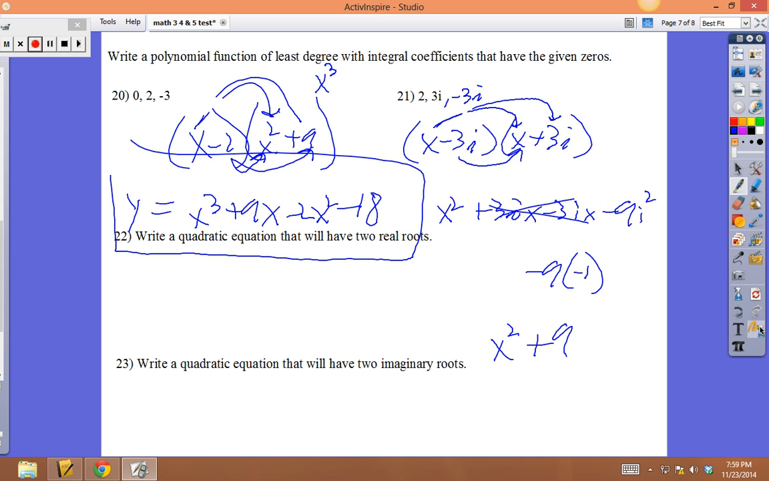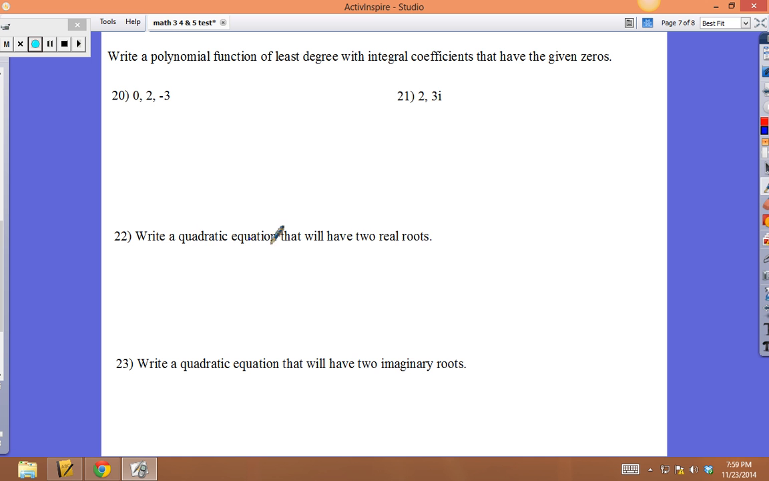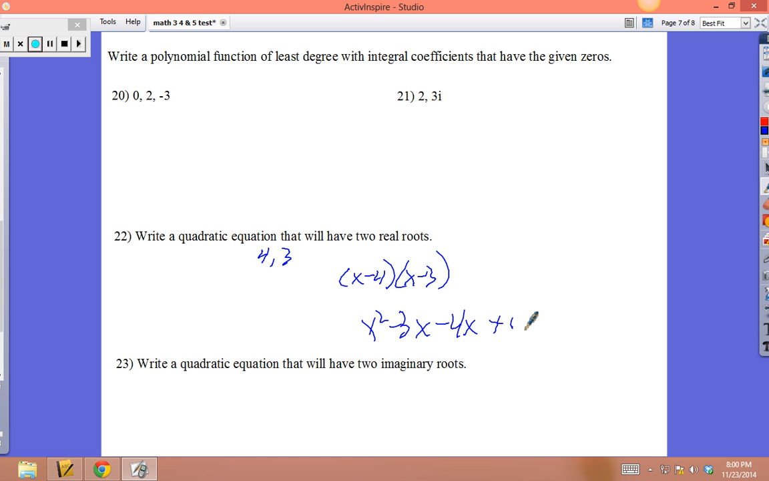Okay, 22 and 23 are just like it, except there's millions of right answers. There's not one right answer. Write a quadratic equation that'll give you 2 real roots, so make up your own roots. Maybe your roots are 4 and 3. So then your polynomial would be x minus 4 times x minus 3. And go one step further, distribute: x squared minus 3x minus 4x plus 12. So x squared minus 7x plus 12. There's your polynomial that will give you 2 real roots. So you just make up any 2 real numbers that you want.